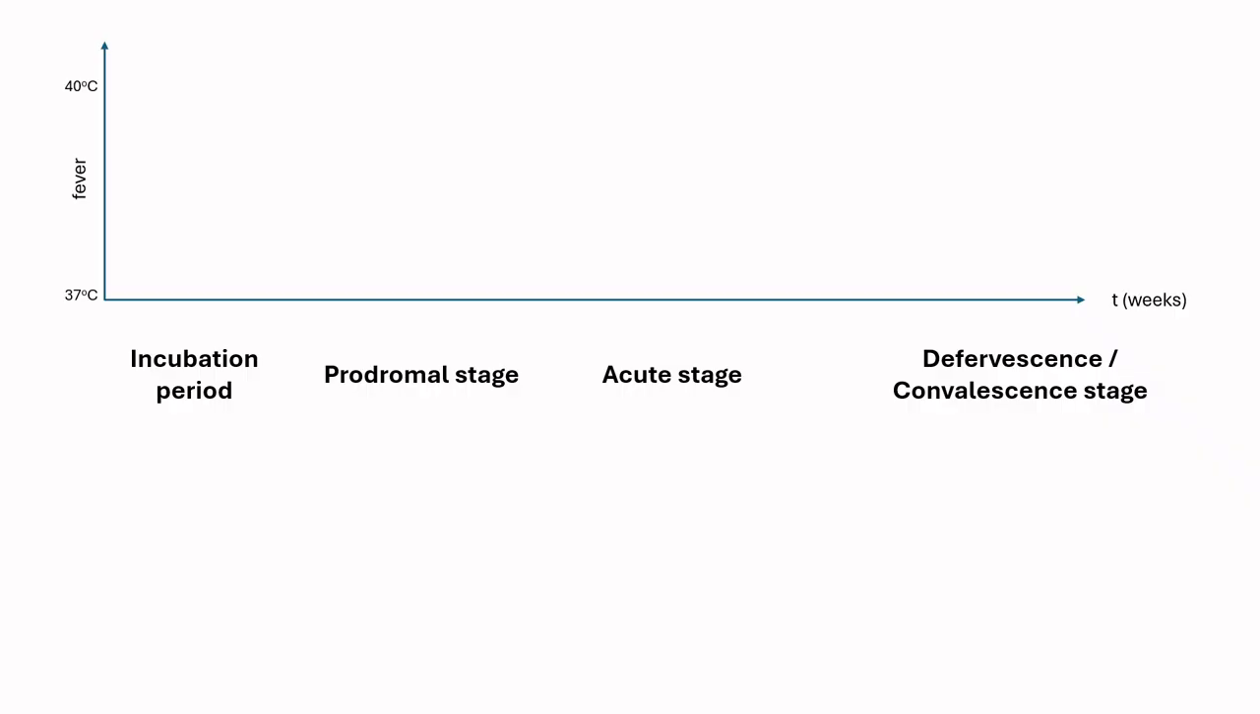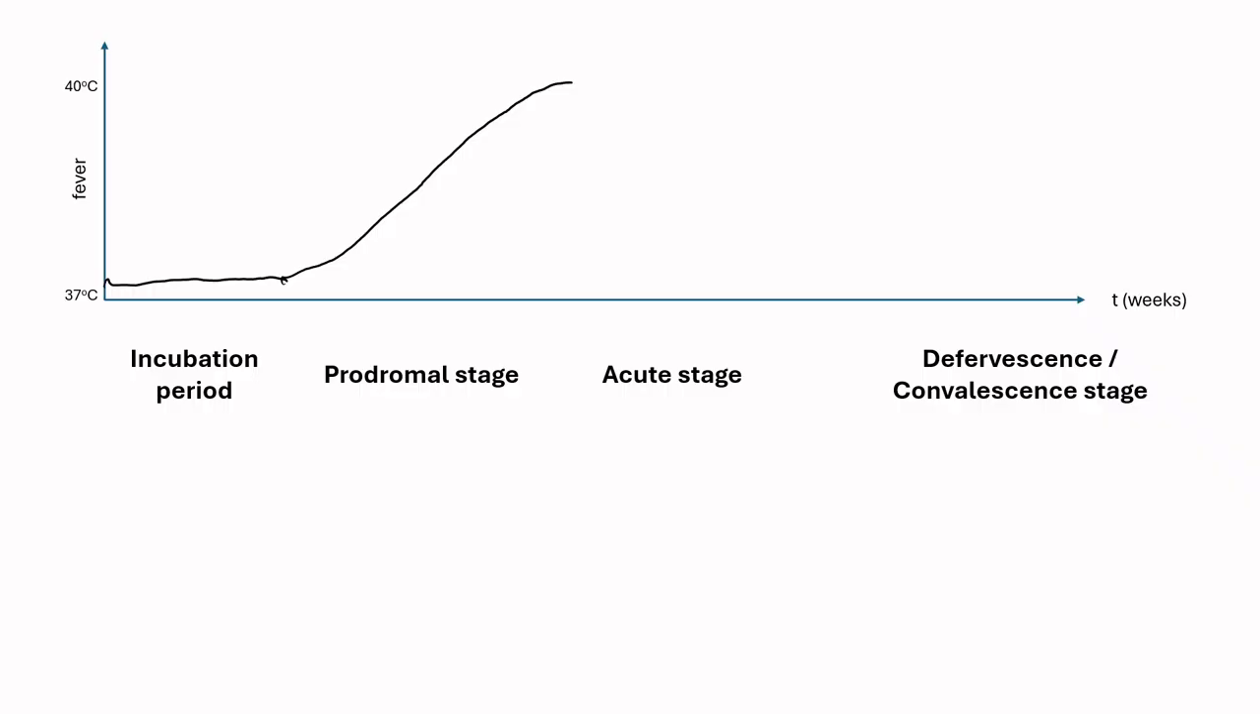Let's start with the incubation period. Incubation period means no symptoms and therefore also no fever. So we'll just be at regular body temperature, and then during this prodromal stage we will have an increase up to maybe a bit high, up to 39-40 degrees typically.